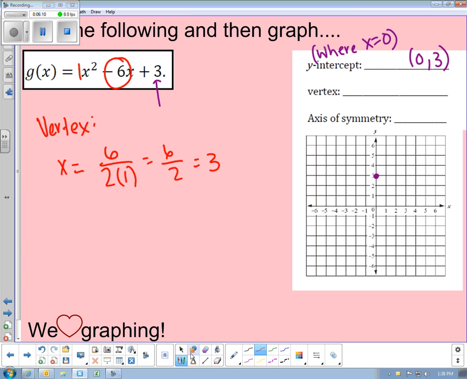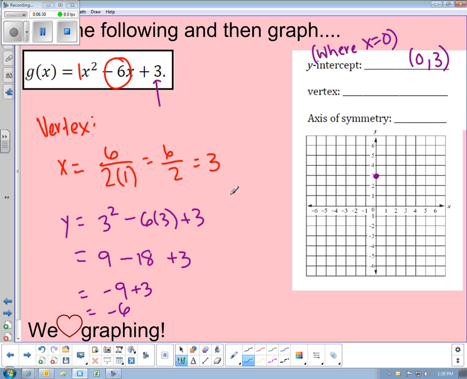Now that's only the x-coordinate. I also need to find the y-coordinate of the vertex, so I need to plug that back into my function. I'd have 3 squared minus 6 times 3 plus 3. That's 9 minus 18 plus 3. That's negative 9 plus 3, which is negative 6. So here's the x-coordinate, here's the y-coordinate, the vertex is (3, -6).